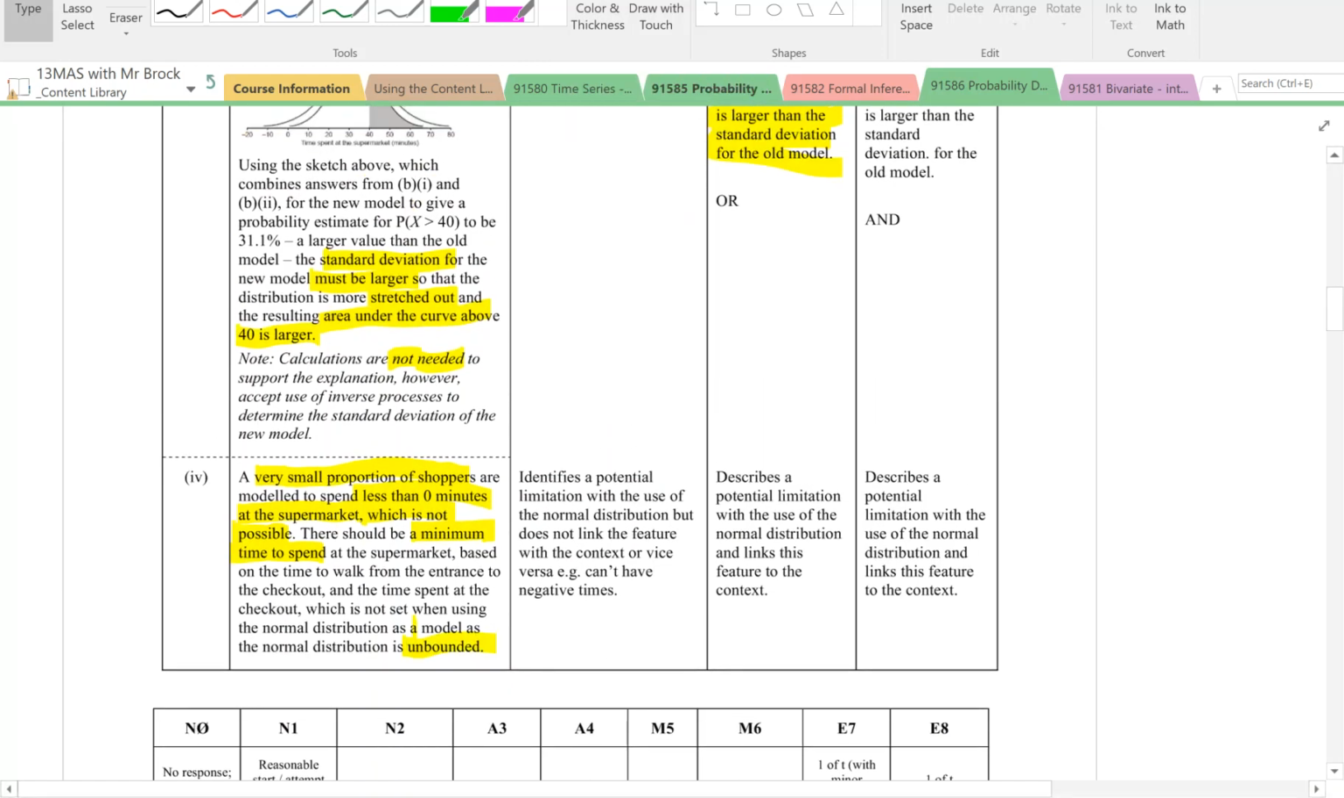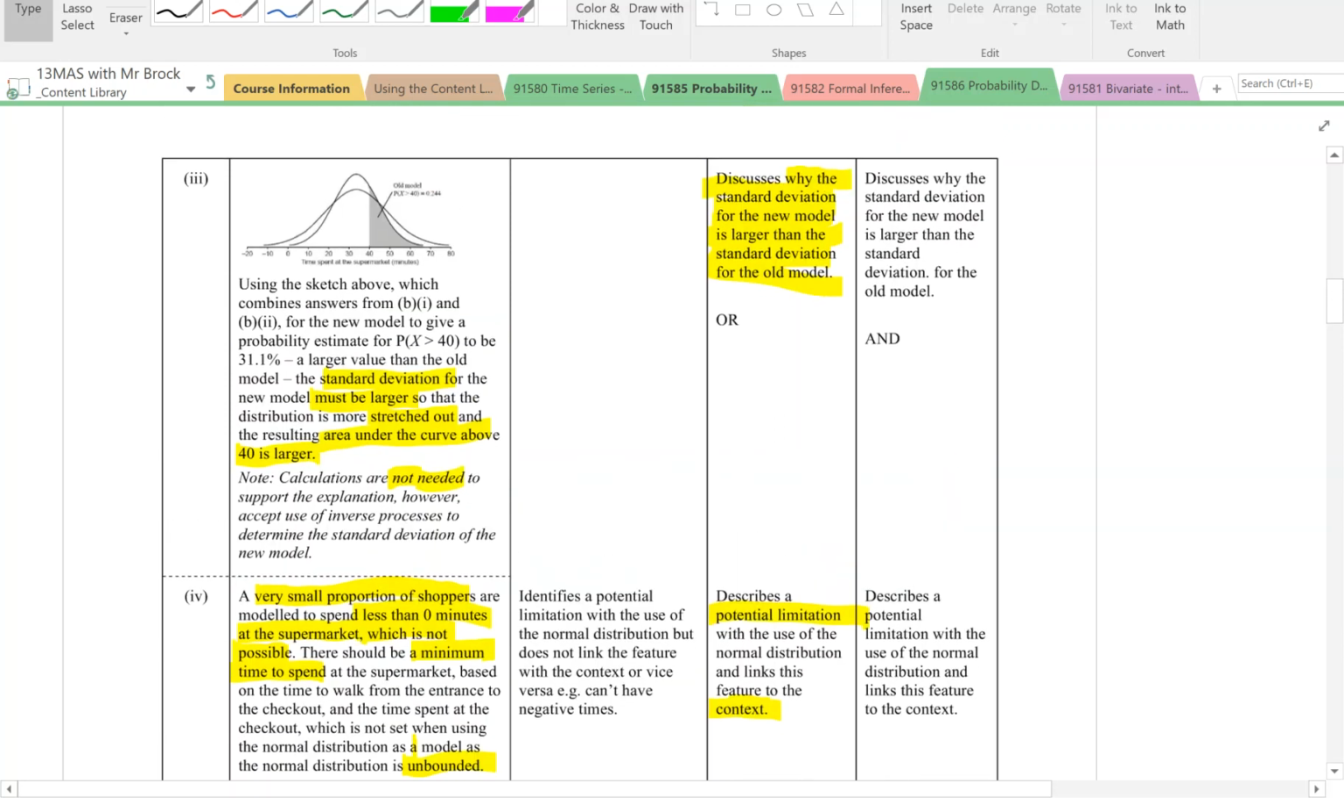For merit, you had to describe a potential limitation with the use of the normal distribution and link this feature to the context. So you had to link it to the context of shopping times. For excellence, same thing. But the different thing at excellence, you had to get the previous question right about the standard deviation getting larger as well. So you needed both of those things, whereas for merit, you just needed one of those things.